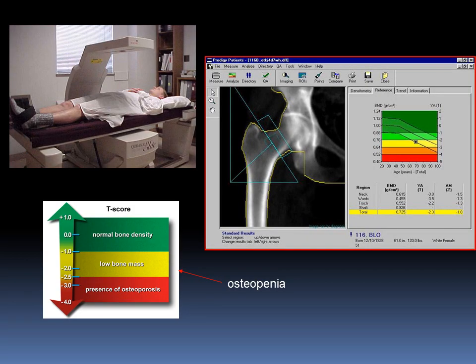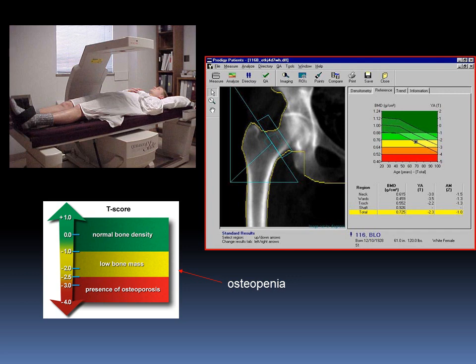What you can see here is what a DEXA looks like, and on the right you can see the report of the screening form there. And you can see on the far right hand side, the yellow band at the bottom, that this individual had a t-score of minus 2.3, and you can see that that falls into that yellow box on the bone mineral density score. So what does that mean?